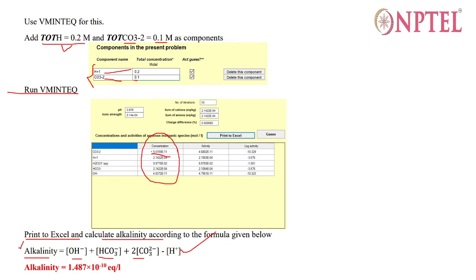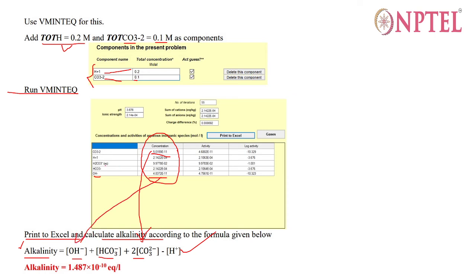Right? Just put the value here, nothing else. You just put the value in this equation. Then check what is the OH concentration. So OH minus concentration is 4.83 into 10 to the power 11. Right? Just put the value here and so on.